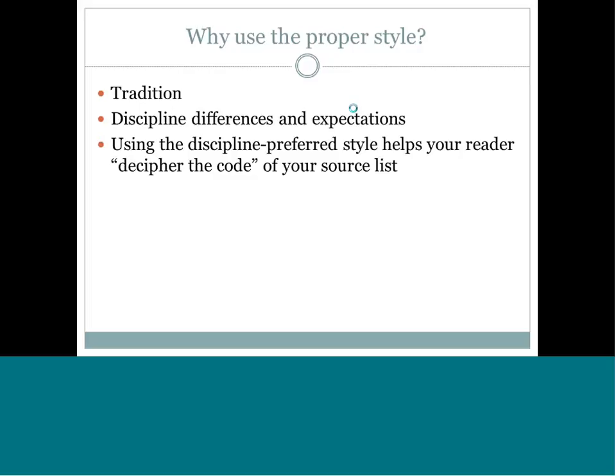Likewise, with the different citation styles, they ensure that you're using the right words in the right order. And this is going to help you, your reader, decipher the code of your source list. And that's really what it all comes down to, is that your reader can actually understand what you wrote down and why you wrote it that way.